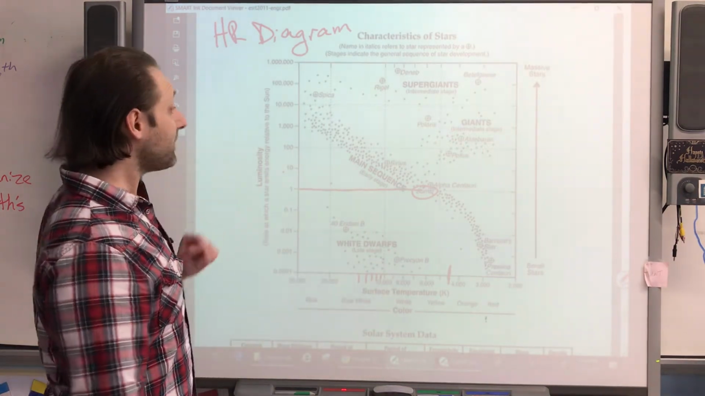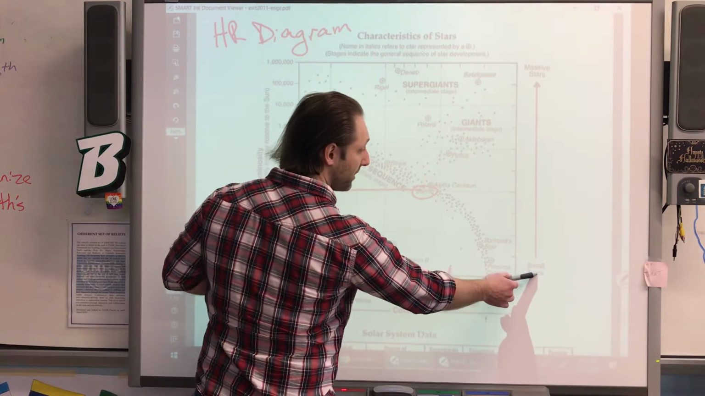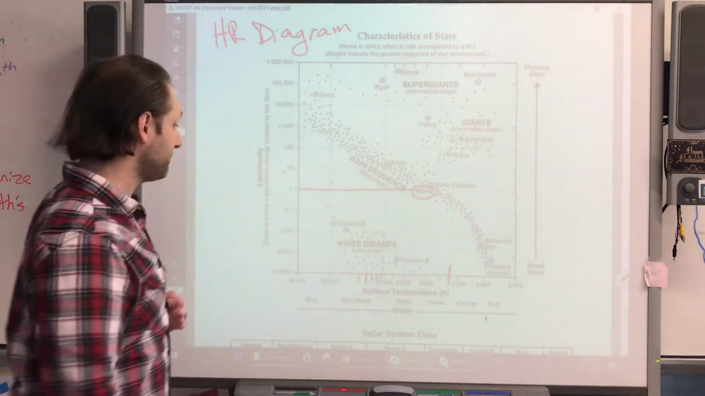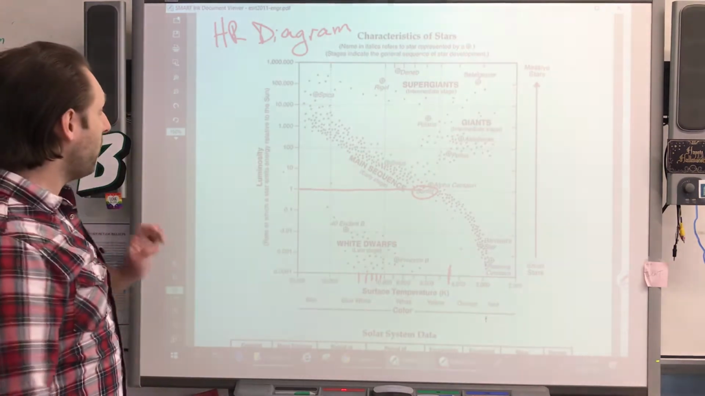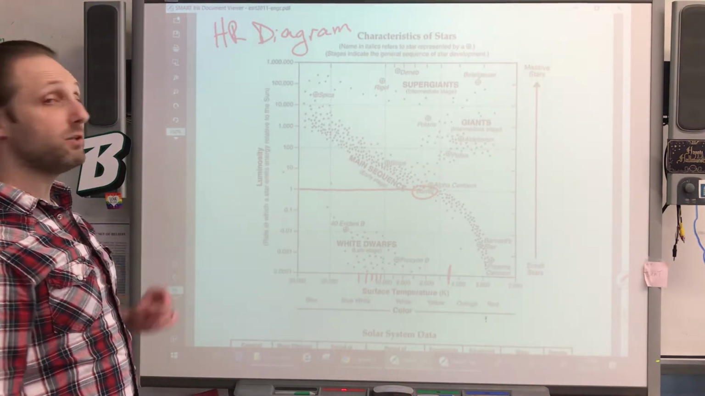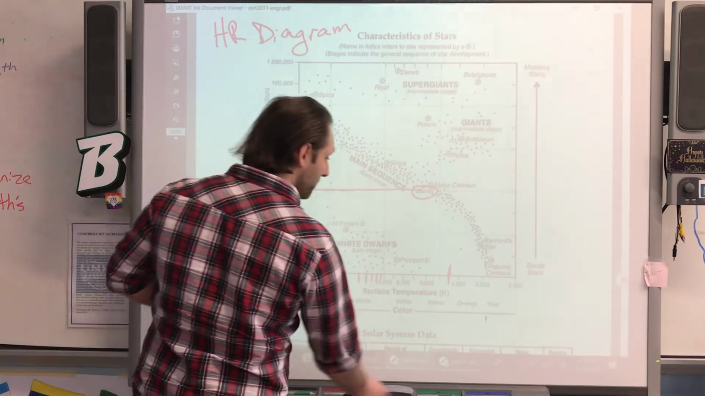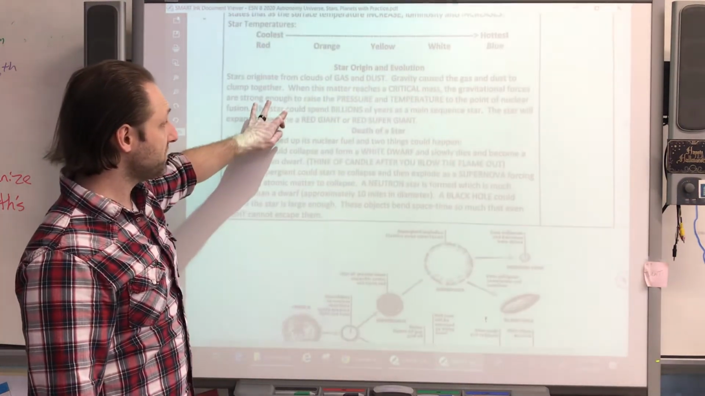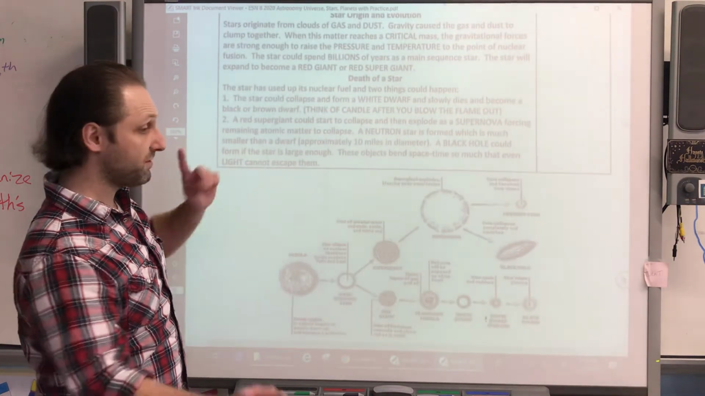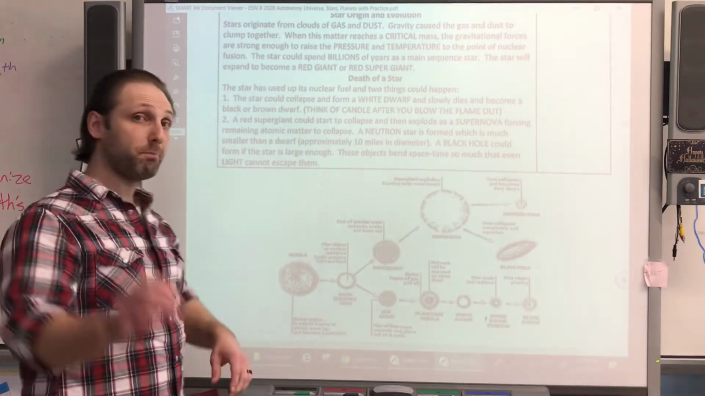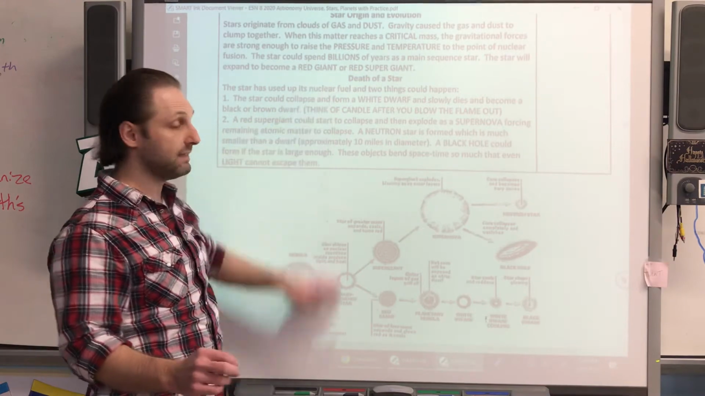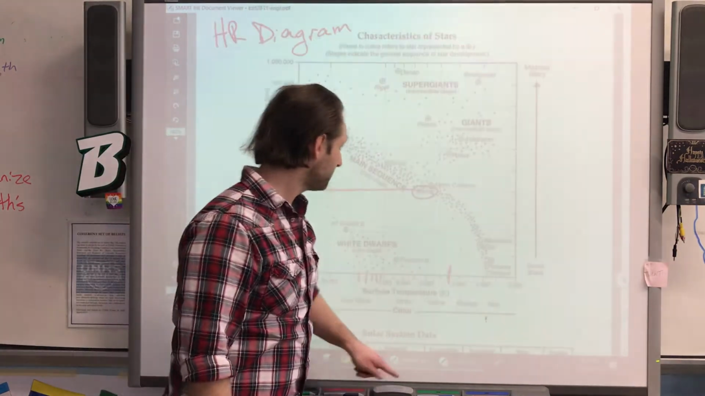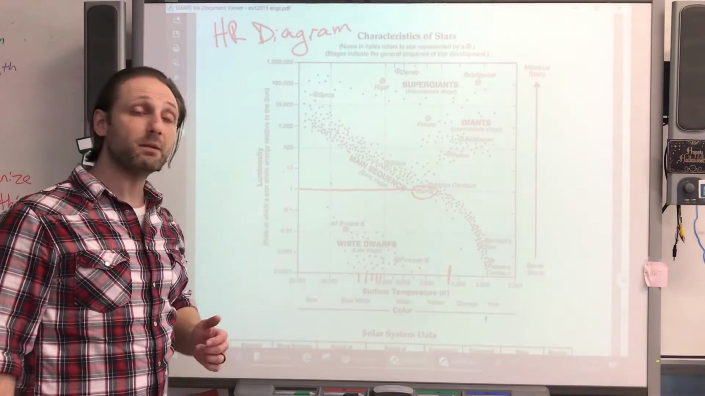Now, we have an indicator that we have small stars down here, large stars up here. So, with that said, what I'd like you to do is pause the video and attempt the questions on the next page. So pause it up and then we'll come back to talk about the death of a star and the life cycle of a star. Use your reference tables to help you out.